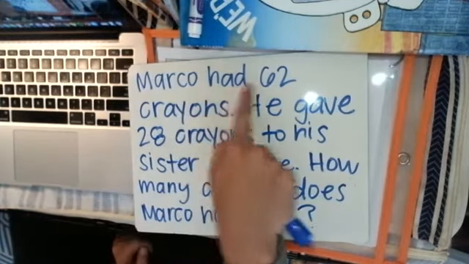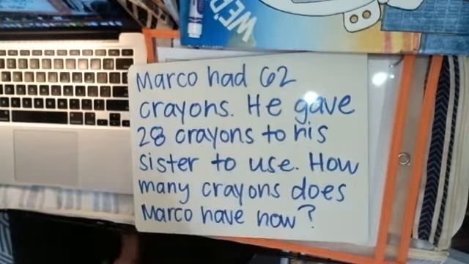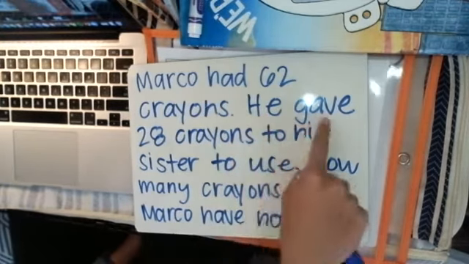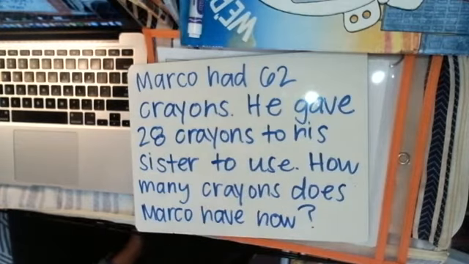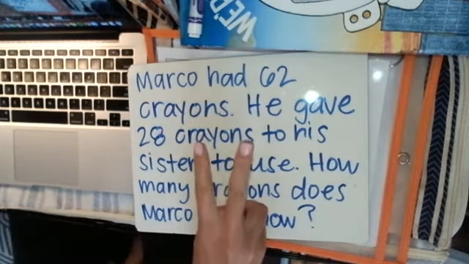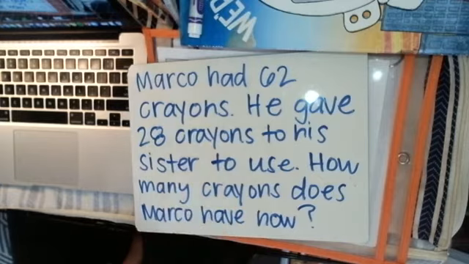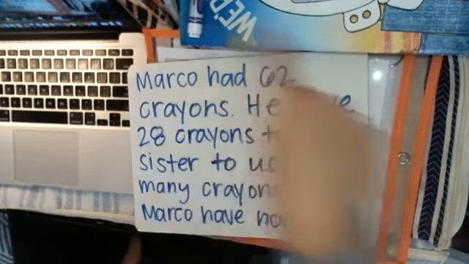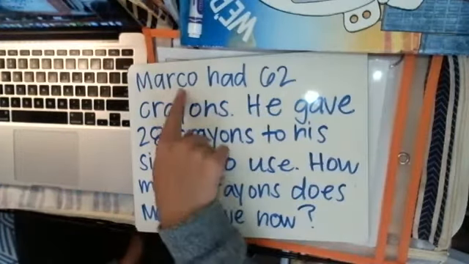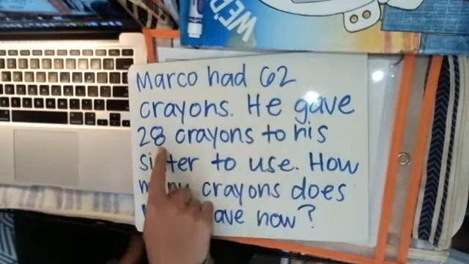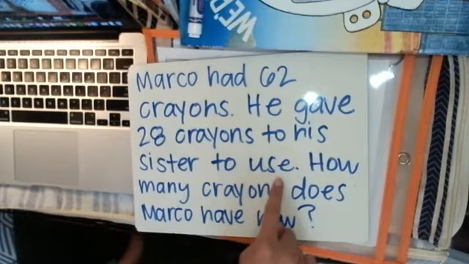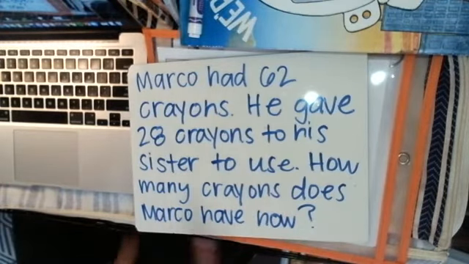Marco had 62 crayons. Picture that in your mind. He gave 28 crayons to his sister to use. Picture that happening in your mind. How many crayons does Marco have now? So now we've read it 2 times. We're going to read it one more time for the 3rd time to make sure we fully understand what's happening. Marco had 62 crayons. He gave 28 crayons to his sister to use. How many crayons does Marco have now?